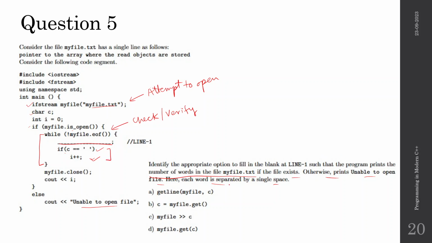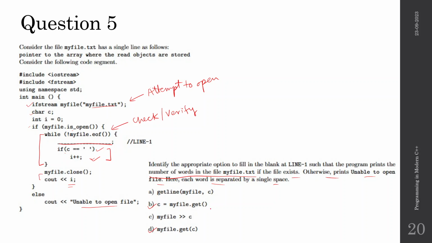So it says here that we have to count the number of words, and each word is separated by a single space. So these two lines below count the number of words in the file. And after that is done, we are closing the file and printing this i variable to the console. So in this blank, we have to fill in something which reads the file character by character. Over here, the two options which satisfy it are B and D.